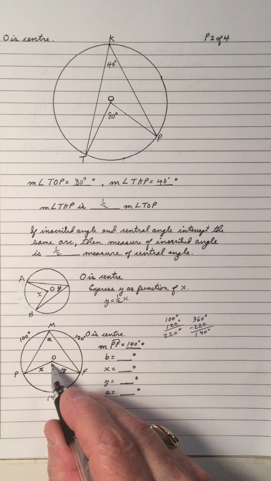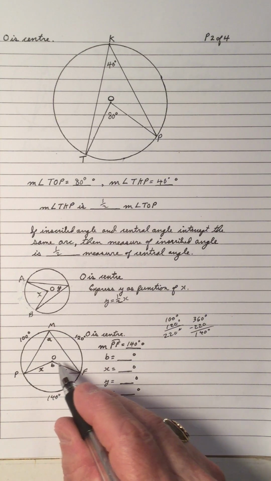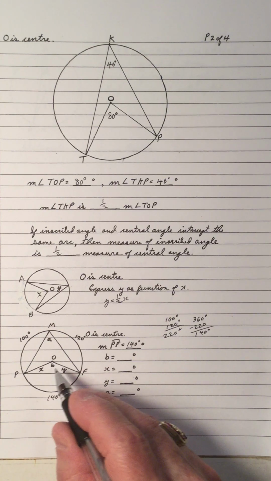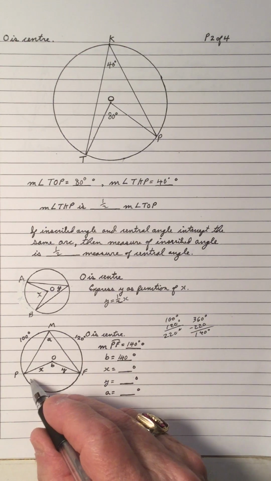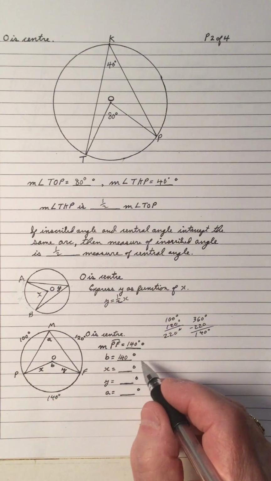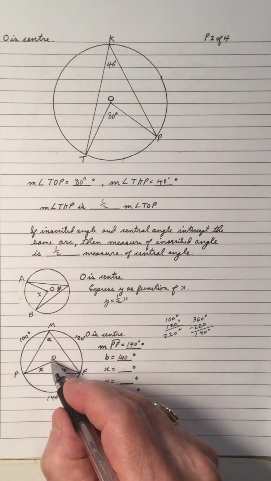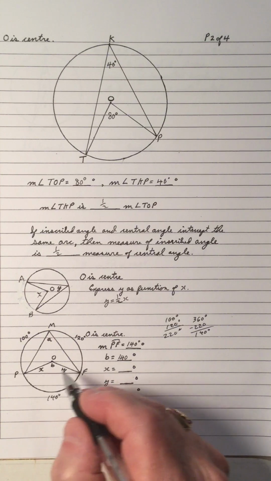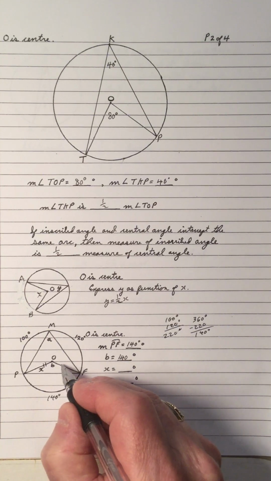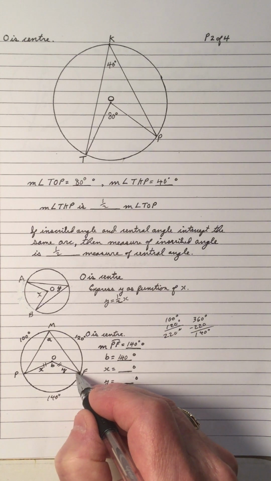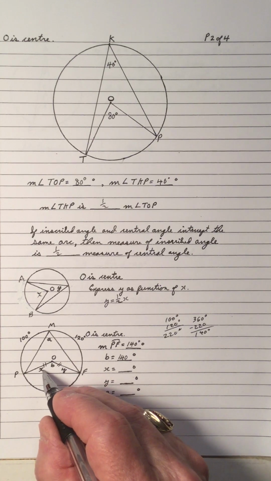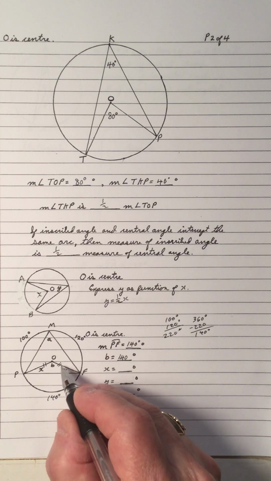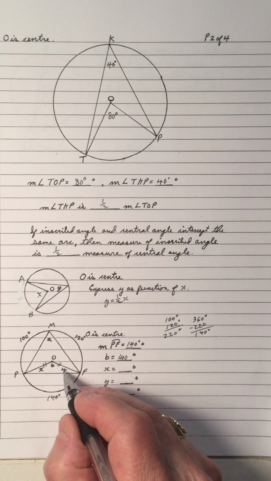And so angle POF is a central angle labeled B. So angle B is 140 degrees because the central angle and the intercepted arc have the same measure. And we have a triangle OPF, and OP is equal to OF because they're radii of a circle. All radii of a circle are equal. If I have two sides equal, I have two angles equal. So x is equal to y.